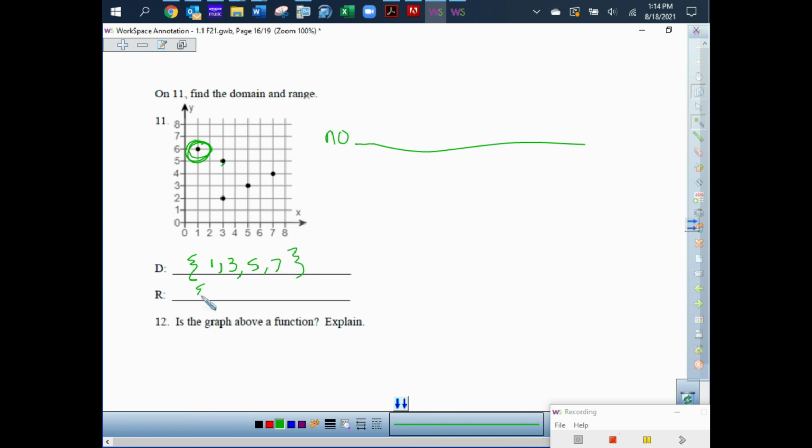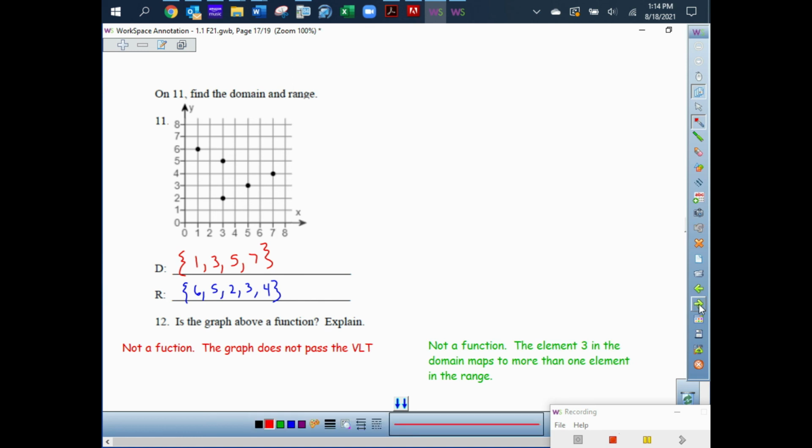All right? And then range, you list all the y's. Listing all the y's. So that's 6, boom. A 5, a 2, a 3, and a 4. Whatever order you want to go in. The difficulty is on me making sure they're all in there. How does that feel? Do you see that that is a discrete graph, where you're not using the interval notation, negative infinity to positive infinity stuff? That's kind of new.